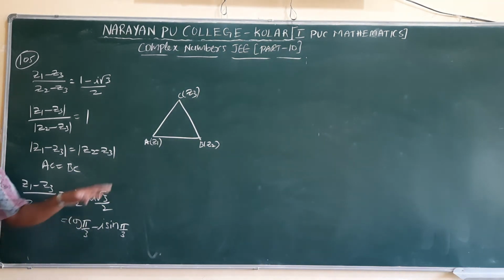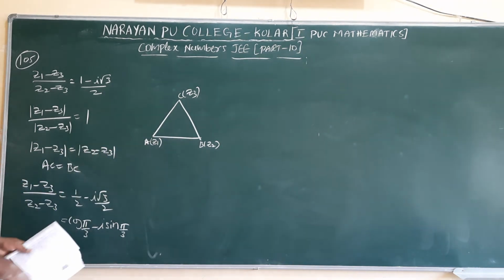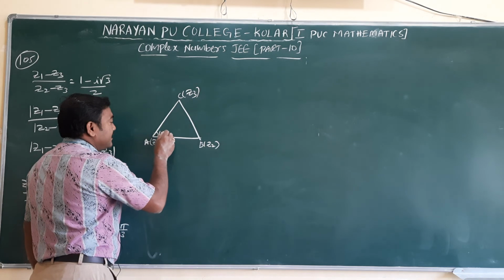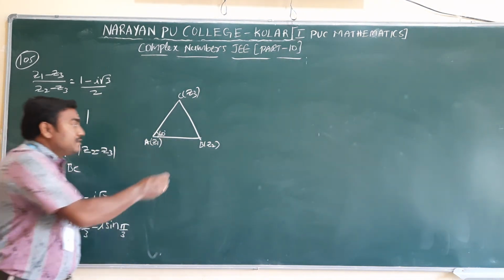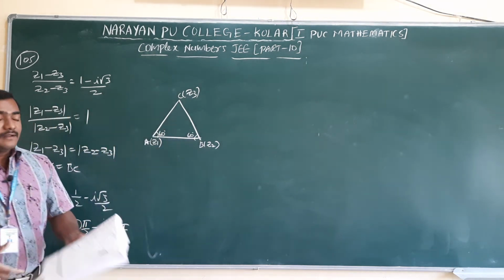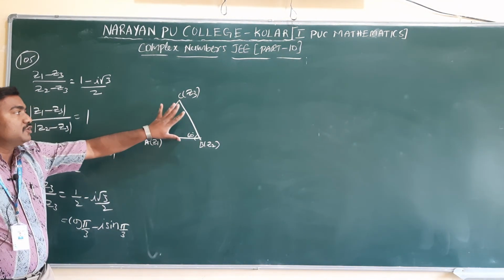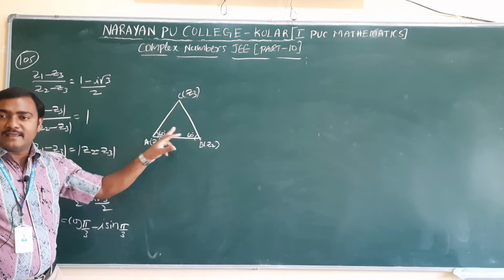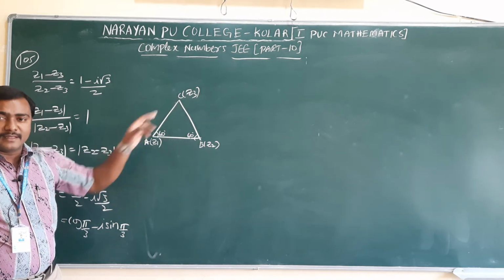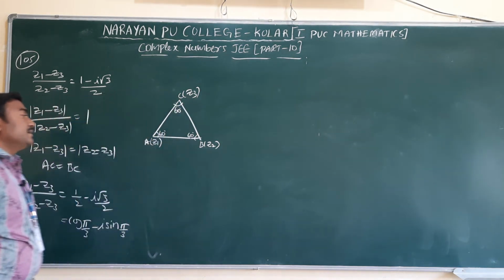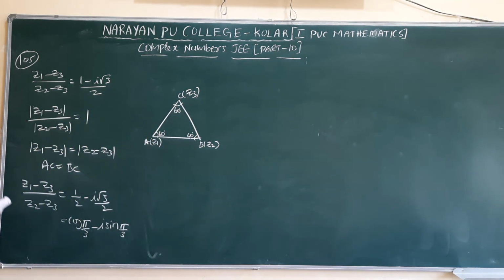So pi by 3 means 60 degrees. Here they have given AC is equal to BC. Here this angle is 60 degrees and this angle also, because both are equal, is also 60 degrees. Already we know that the total angle of a triangle should be 180 degrees. But here 60 degrees, here 60 degrees, remaining here also 60 degrees. So clearly we can say that it is an equilateral triangle.